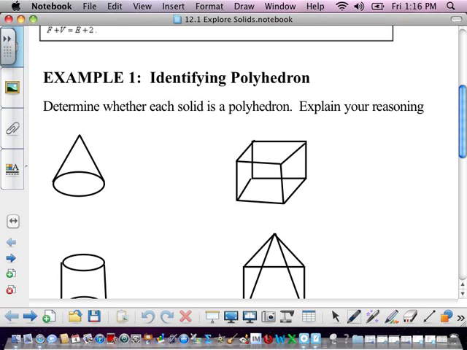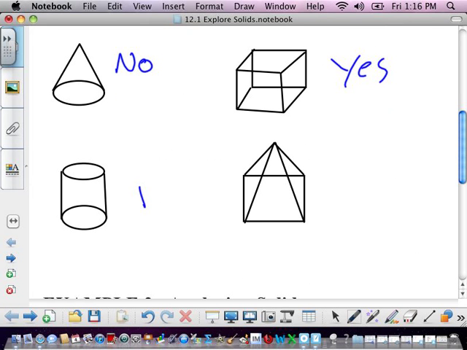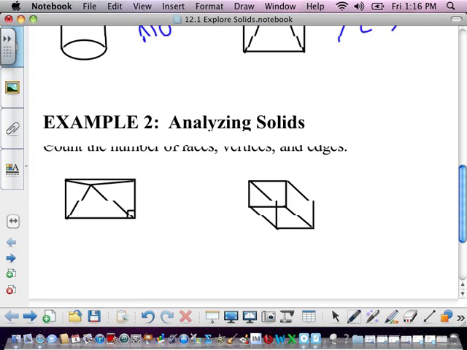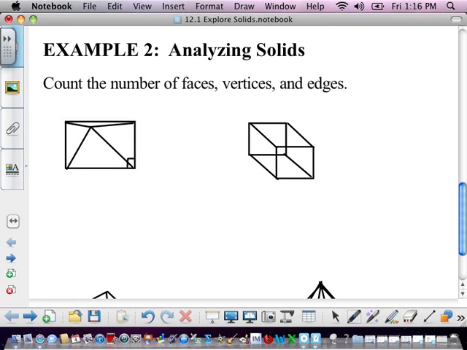Determine whether each solid is a polyhedron. Now remember, a polyhedron has to be made up of polygons. So is this a polyhedron? No. Is this? Yes. Is this? No. Is this? Yes. Okay, why are those no? Because a circle is not a polygon. It doesn't have any sides.